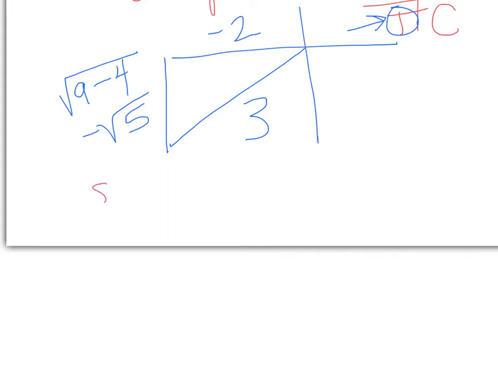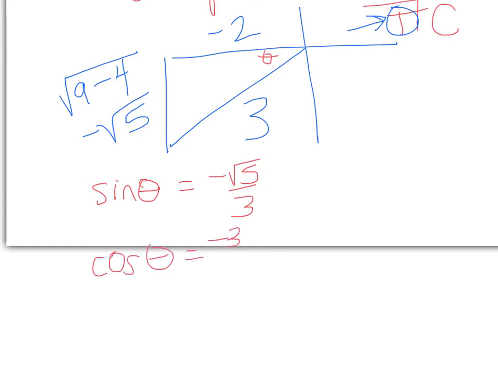So then we will have, here's theta, sine theta, negative radical 5 over 3. Cosine theta, negative 2 thirds. Tangent theta, opposite over adjacent, radical 5 over 2, negatives cancel.